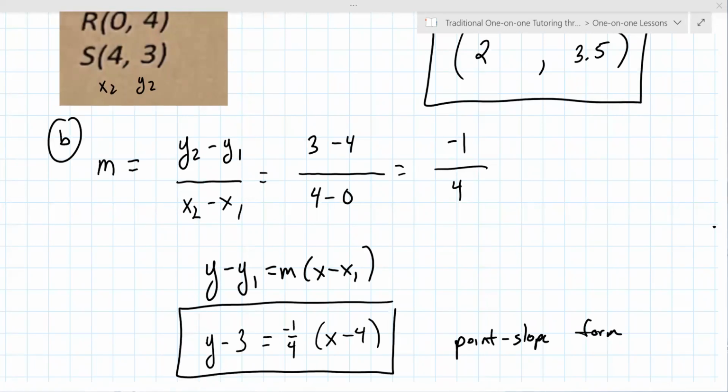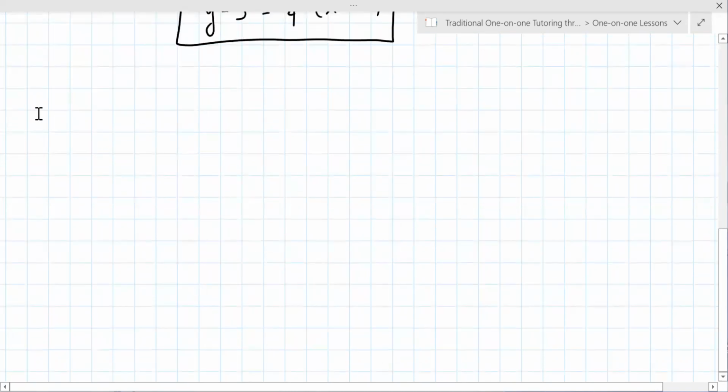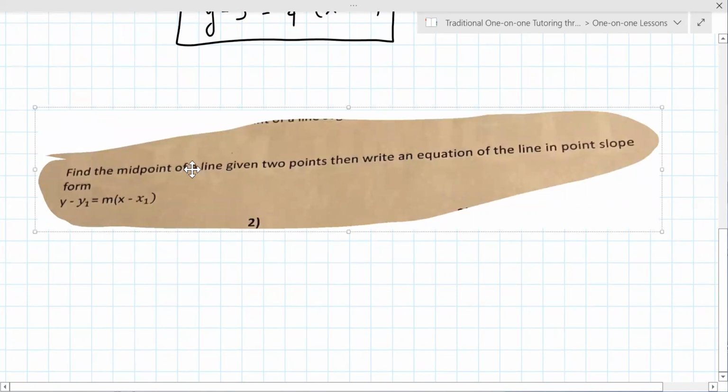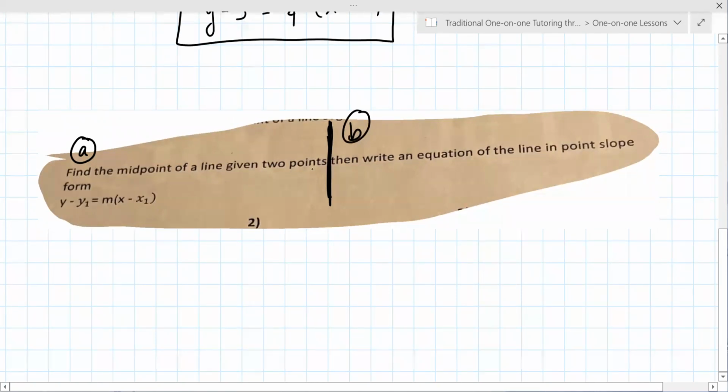All right, so let's read this together, because I think one of the issues here is you don't believe me, and maybe rightly so. Find the midpoint of a line given 2 points. That's part A. Okay, so then part B is write an equation of the line in point slope form. Do you agree that there are 2 tasks here? Task 1 is to find the midpoint, and then task 2 is to write an equation of a line.